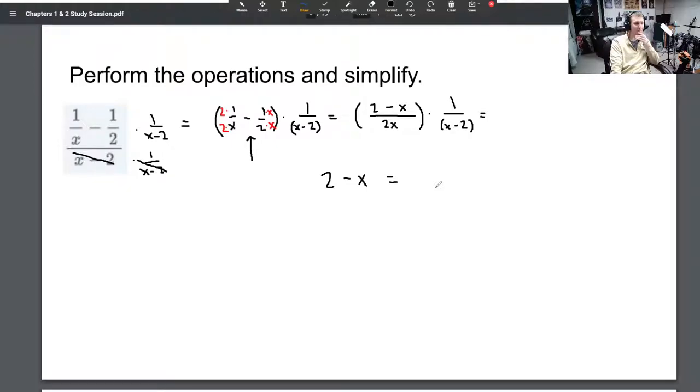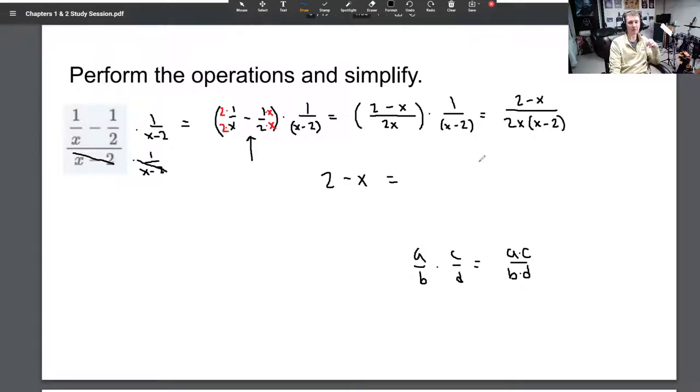Find the common denominator again? No, we don't have a sum or difference of fractions now. We've got a product of fractions. Right, so this is 2 minus x divided by 2x times x minus 2. We can combine this just by multiplying the fractions together. That doesn't require common denominators. For any two fractions multiplied together, it's just one fraction, which results from multiplying the numerators and dividing by the product of the denominators. Right, so that's this.